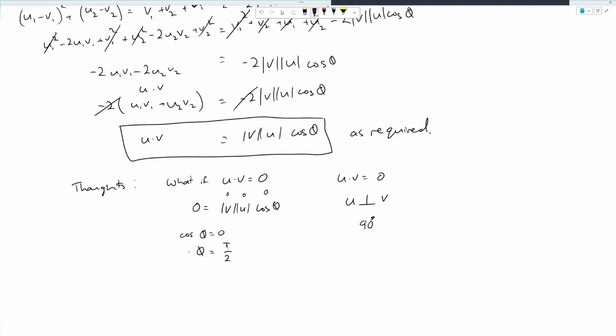Okay, now what if u dot v is equal to the length of each other?